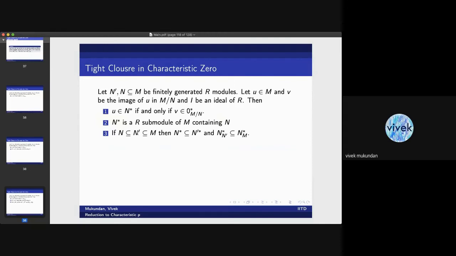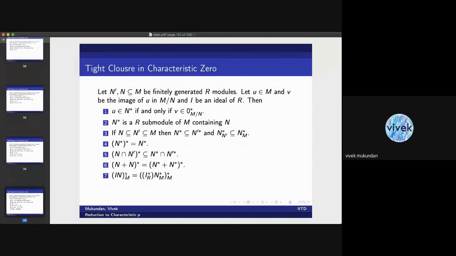And if N is contained in N' contained in M, then the tight closure of N is contained in the tight closure of N'. Since N is contained in both N' and M, you can take the tight closure with respect to N' or with respect to M. As you expect, the tight closure with respect to N' is contained inside the tight closure with respect to M. And if you take tight closure twice, you get tight closure once. The tight closure of the intersection is contained inside the intersection of the tight closures. And the tight closure of the sum is the tight closure of the sum of the individual tight closures.